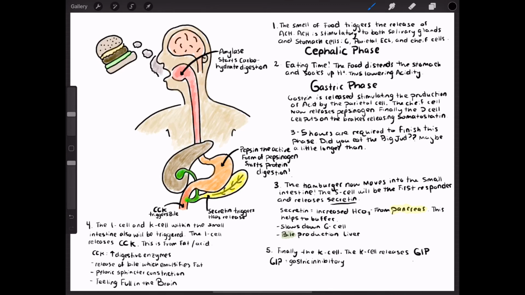And finally, the K cell. The K cell releases GIP. GIP is the gastric inhibitory peptide, which is going to stimulate the release of insulin, which will help later on in regulation of the glucose levels that are being reabsorbed. And hopefully that's a helpful review.